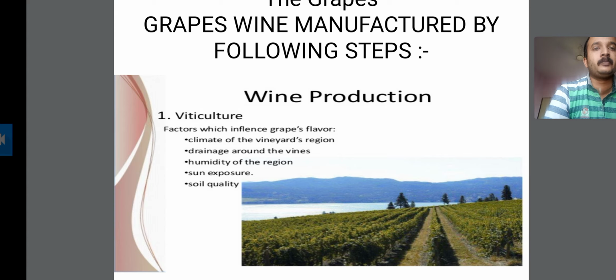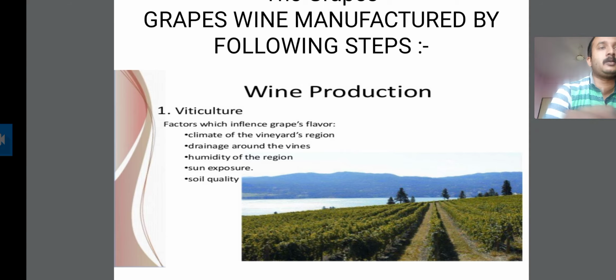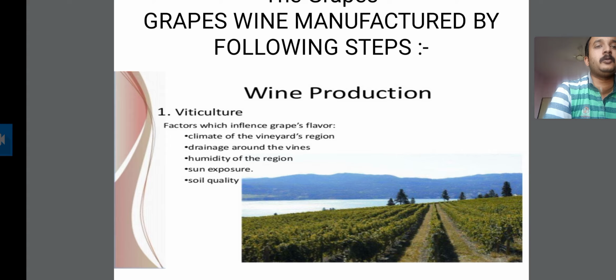It is shiny sunlight, and therefore it is the climate of the vineyard region, and then the drainage around the vines. Then the humidity of the region: for plantation of grapes in this region, the humidity is at a maximum.